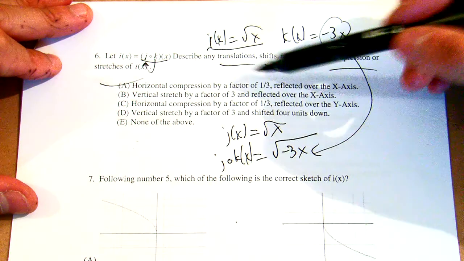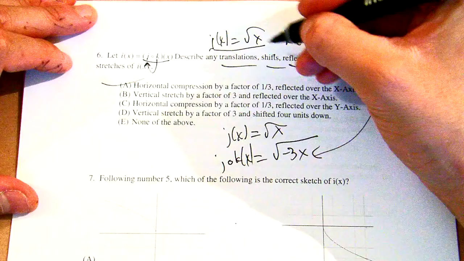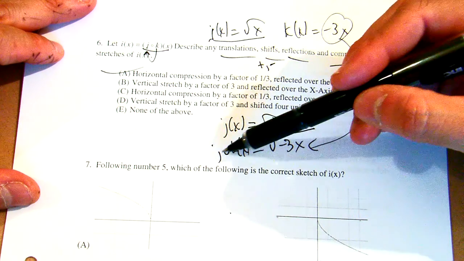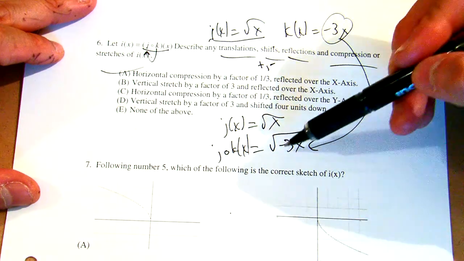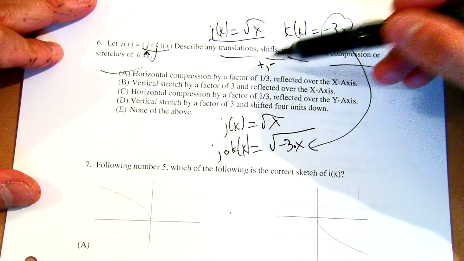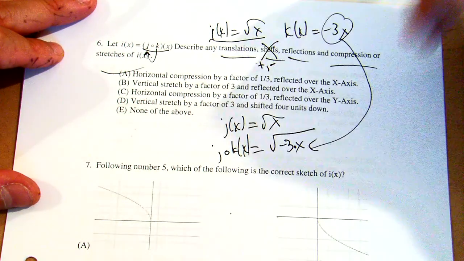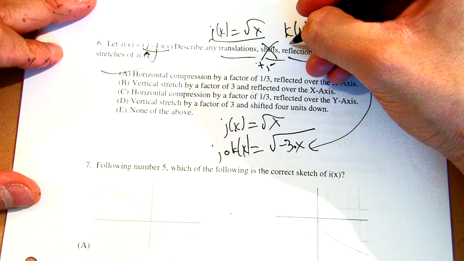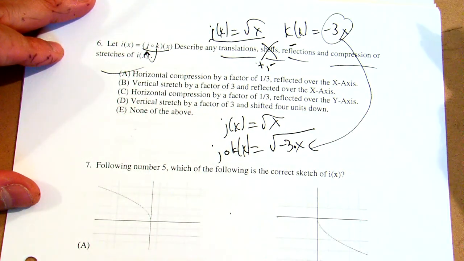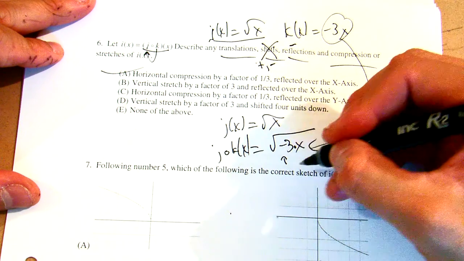And now we have to describe this function here. Well, first thing I'm going to look for is any shifts. Shifts is when something is being added or subtracted. And if you look here, you have to read it properly. J of k of x equals the square root of negative 3 times x. Now if you notice when I read it, I didn't say plus or minus, which means there is no shift. Reflection is when I have a negative. Now there is a negative here, so we do have a reflection.